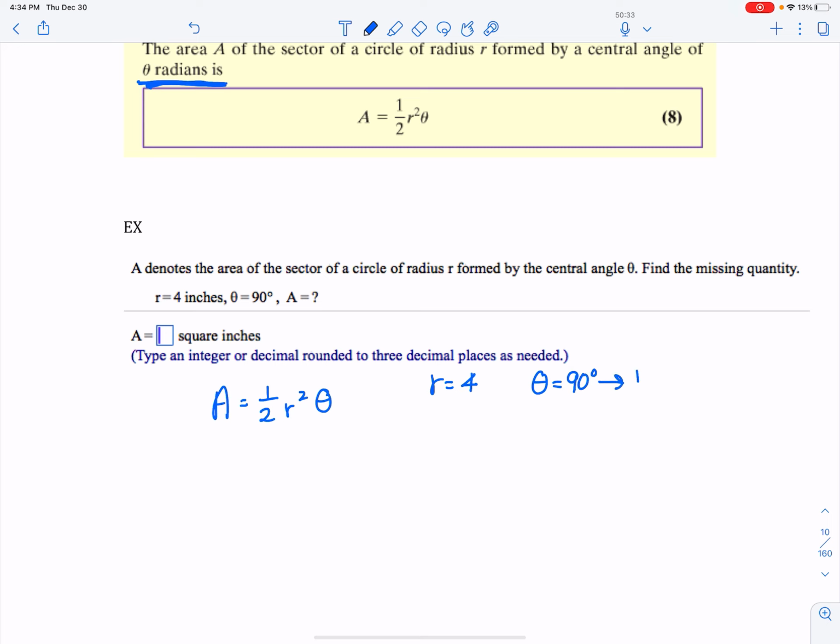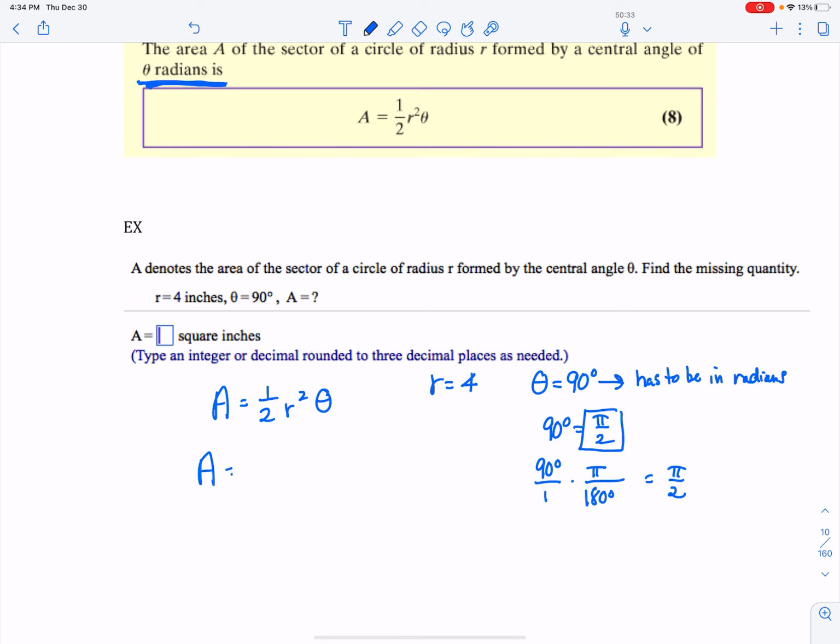Remember that this has to be in radians. Hopefully you remember that 90 degrees is equivalent to pi over 2. But if you don't, then go ahead and do the conversion. Remember, if you're turning to radians, pi has to be in the numerator. You do 90 degrees over 1 times pi over 180 degrees and reduce it down. So this equals pi over 2. Remember that you're supposed to memorize that. I had to change it to radians because the formula is in radians.